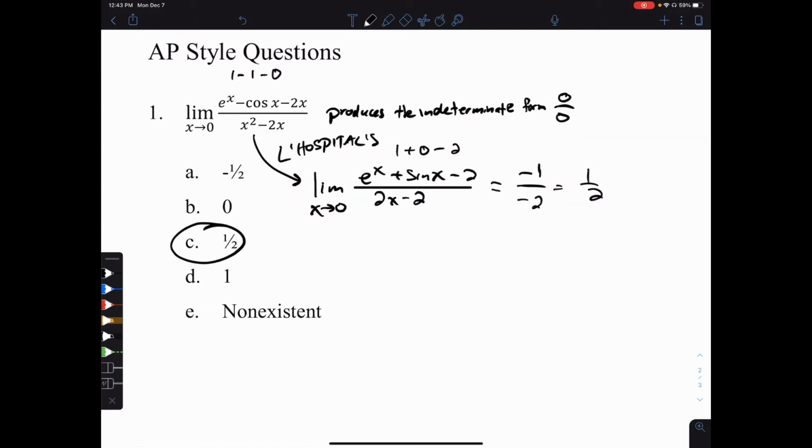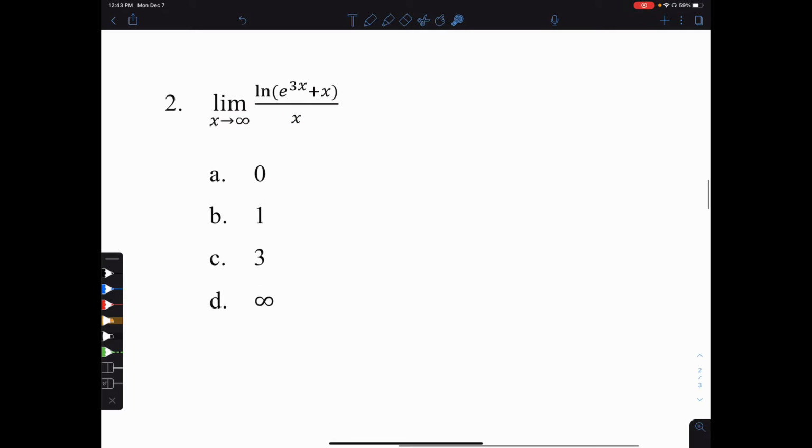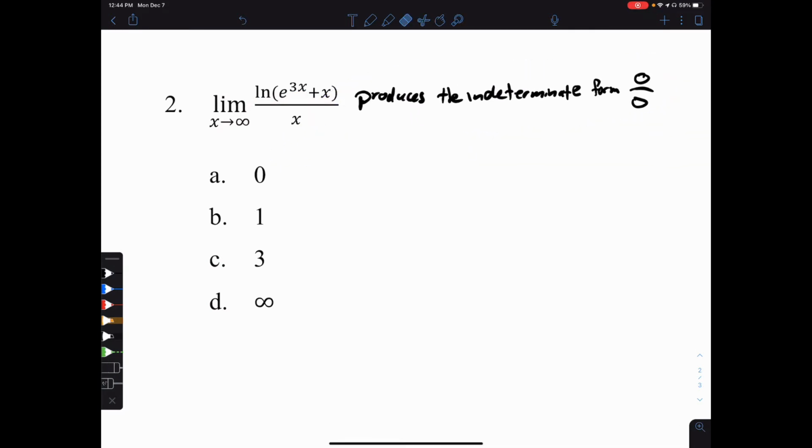Let's check out this one here. This one's going to infinity. This is our first infinity one. Let's see how this works. The bottom, if we put infinity in, it's going to go to infinity. The top, e to the 3x going to infinity, plus another infinity, is going to be infinity. Natural log of infinity is going to go to infinity. This is going to produce the indeterminate form infinity over infinity.